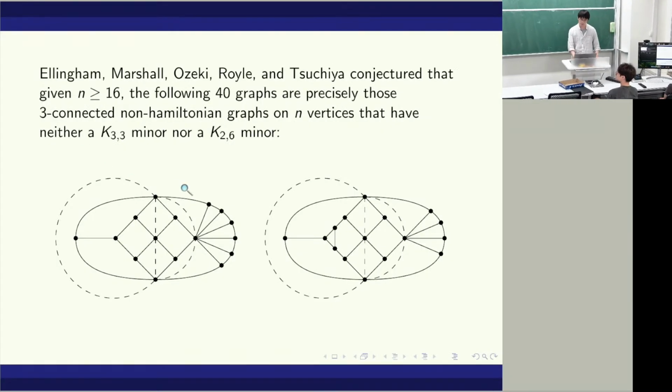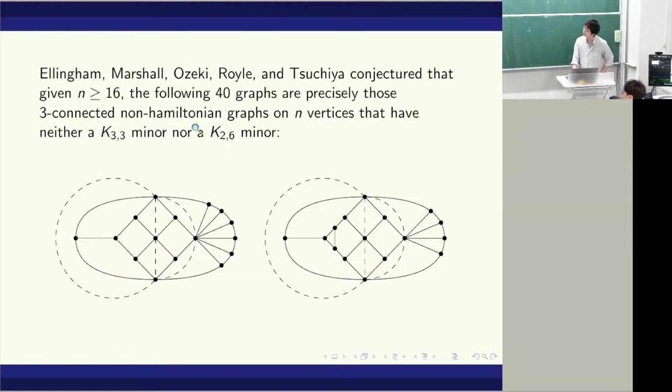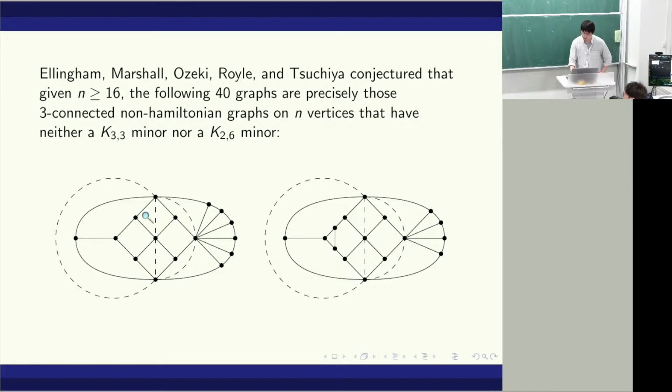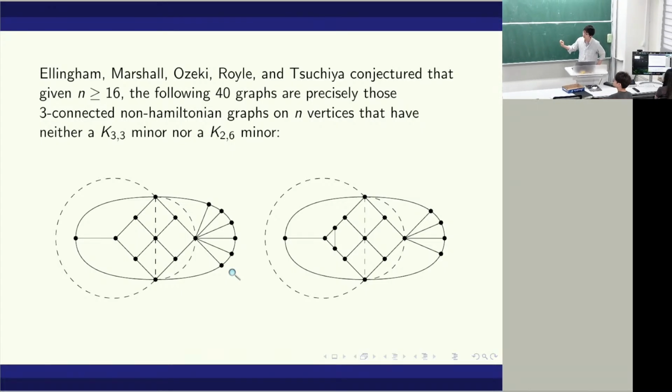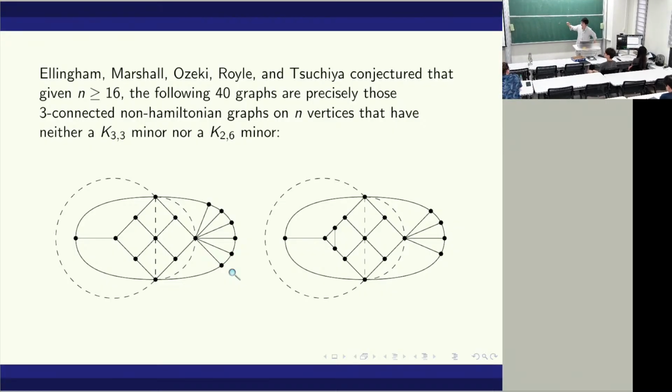Here are the pictures. The conjecture is, if you have a graph which is 3 connected and non-Hamiltonian, and also has no K3,3 minor and no K2,6 minor, then it looks like one of these figures. How big is the biggest one? Out of 40, how many vertices? It depends on the number of vertices. For example, if you consider 16 vertices, then there are 40 such graphs. If you consider 17, there are also 40.